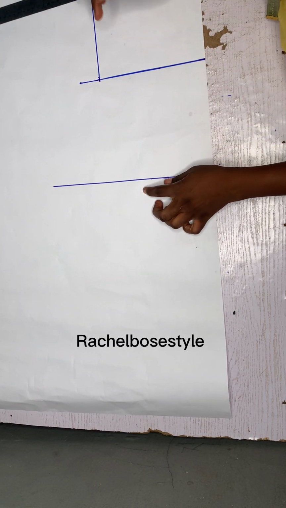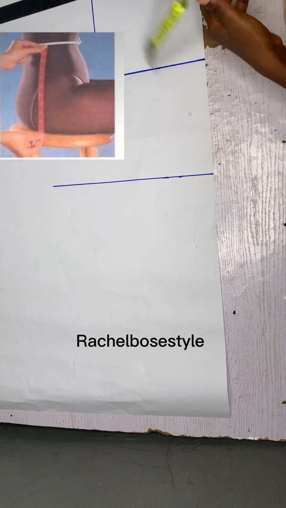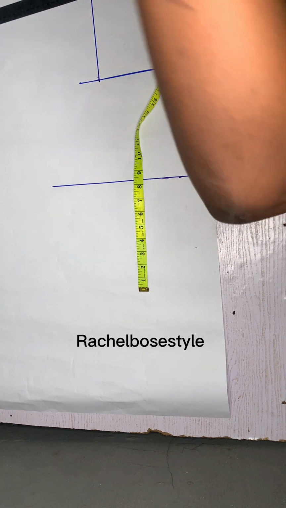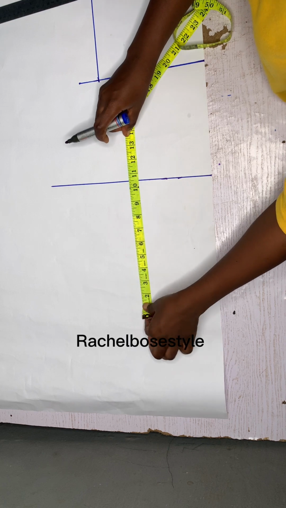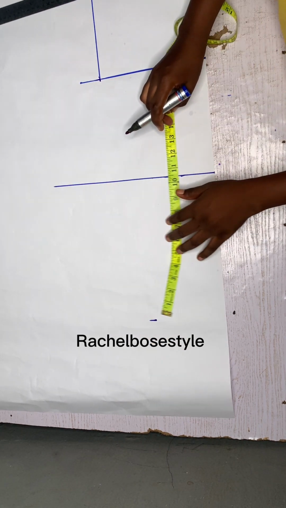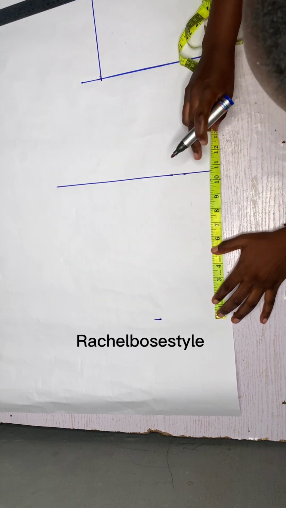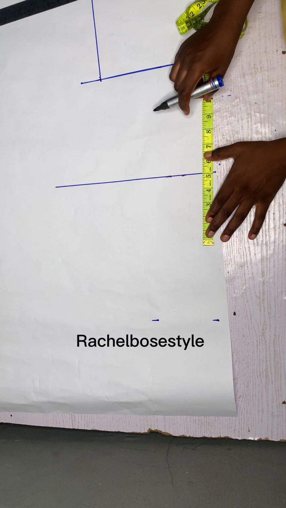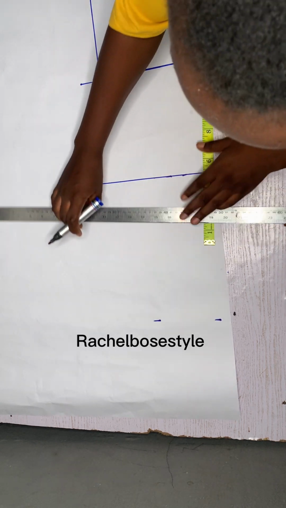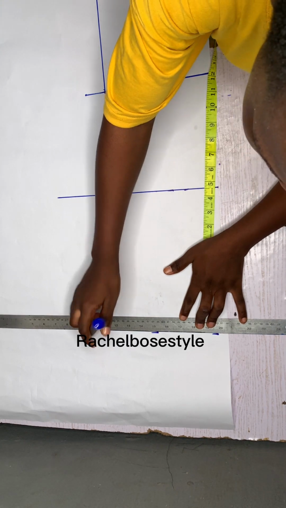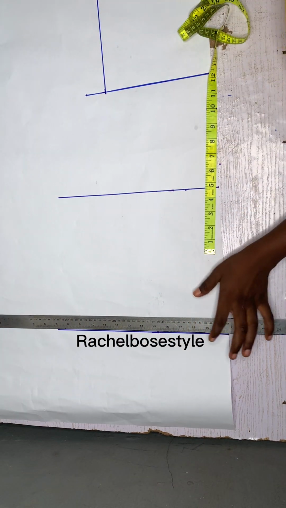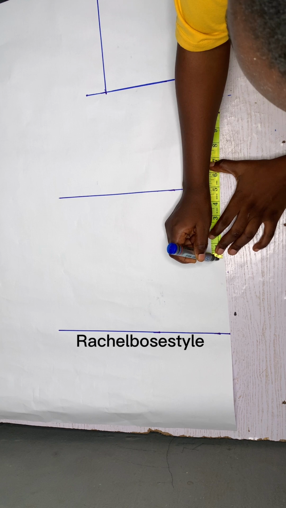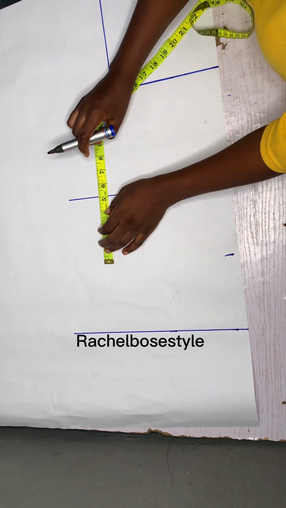So from the waistline, I'll measure my crotch depth measurement, which is 10.5. From this waistline, I'll measure 10.5 downwards. And from this waistline as well, I'll measure 5 inches. Let's do this first. From this waistline, I'll measure 5 inches downwards. This will serve as our hip line measurement.